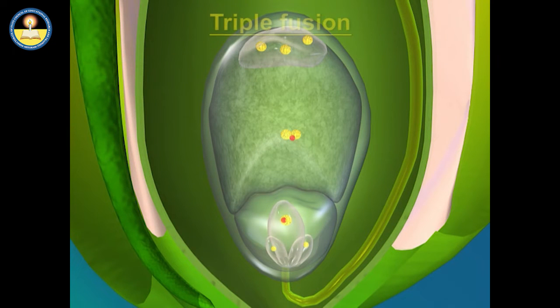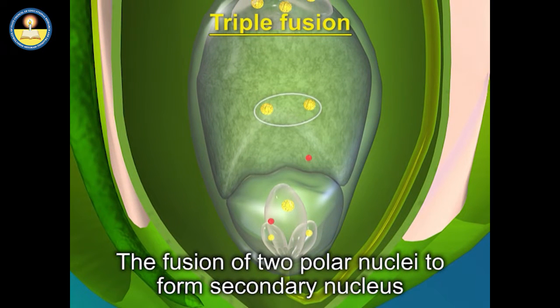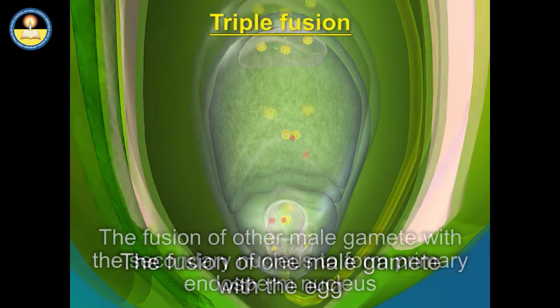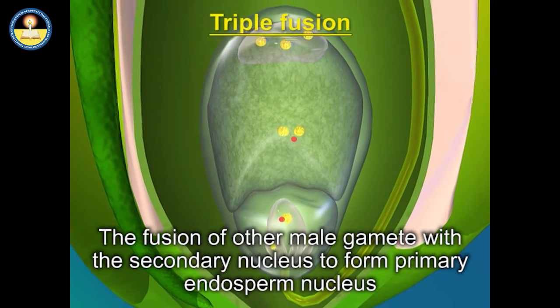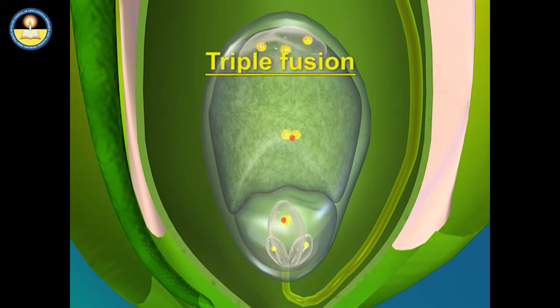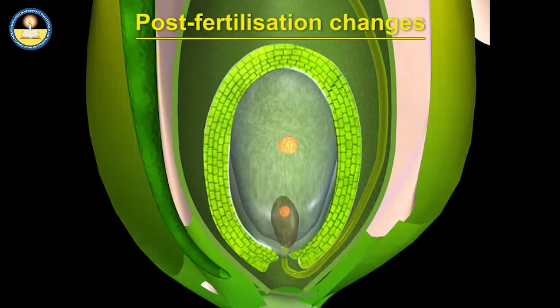There are 3 fusions that take place in the embryo sac. First, the fusion of two polar nuclei to form the secondary nucleus. Second, the fusion of one male gamete with the egg. Third, the fusion of the other male gamete with the secondary nucleus to form the primary endosperm nucleus. Hence, the process is called triple fusion. As a result of fertilization, the following changes are observed in a flower.